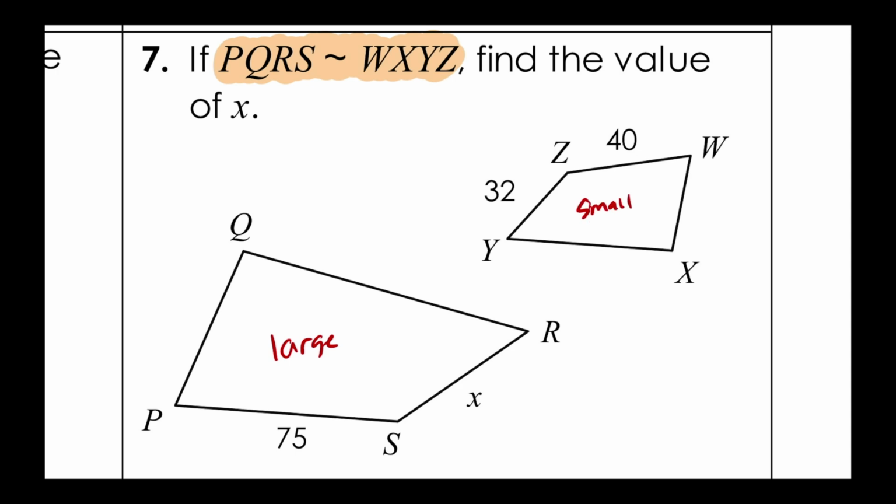Very good. So they did PQRS first. So that's the large, and they put small second. So we're going to do ratios that are large over small. Very good. So our ratios are going to be large over small. Okay.